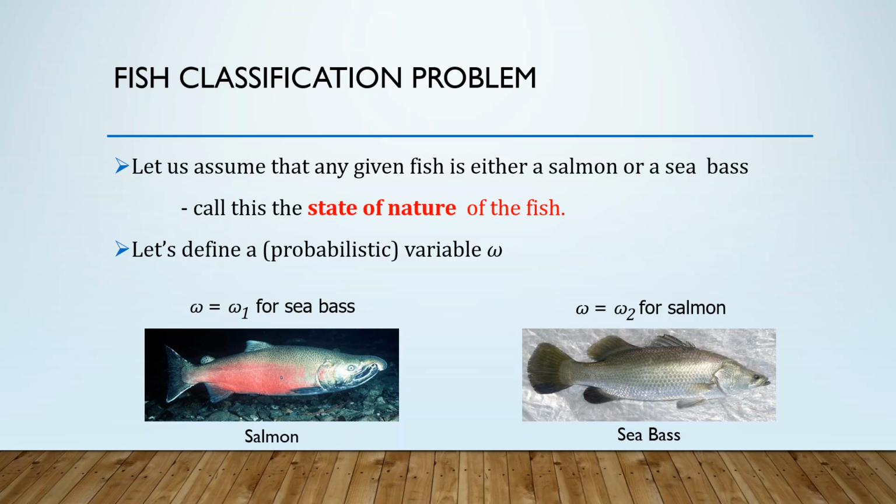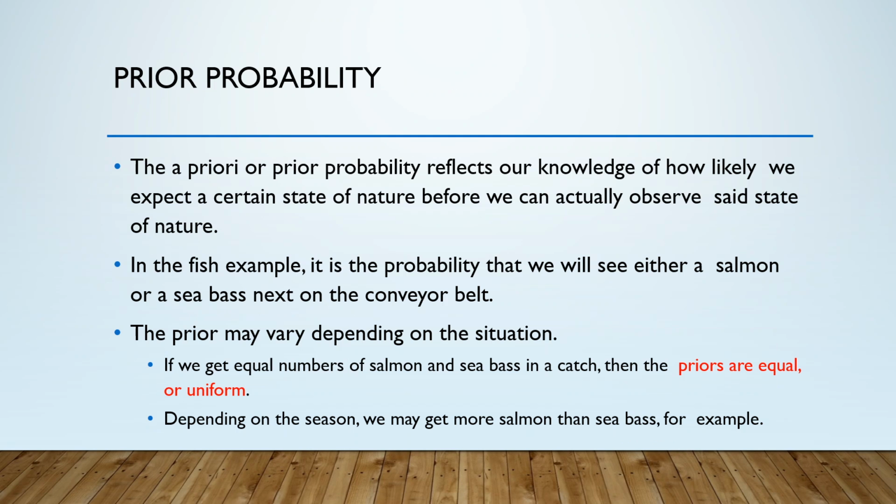Let us assume that any given fish is either a salmon or a sea bass. So there can be only two different fish, and this is called the state of nature of the fish. It is simple: what is the class of the fish? The class of the fish can be either of these two, and that is called the state of nature of the fish. Now let us define a probabilistic variable W, where W equals W1 for sea bass and W equals W2 for salmon.